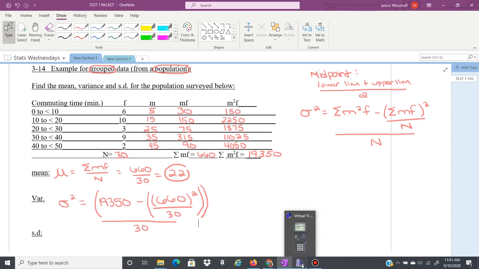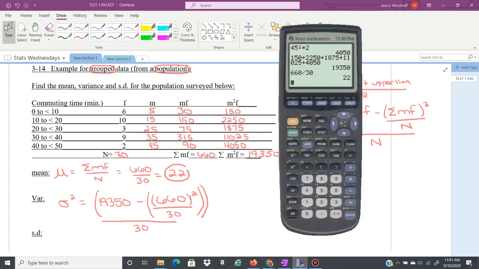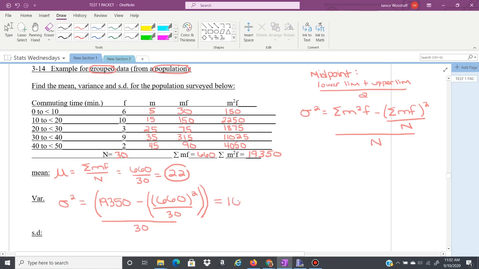So follow on my calculator. So we're going to go 660 squared. We're going to do that first. Okay, then we're going to divide by 30. So just hit divided by 30, enter. Now you're going to do 19,350 minus this number. You can type it in, it's not that long. And then divided by 30. So that's going to give us 161. That's my variance.